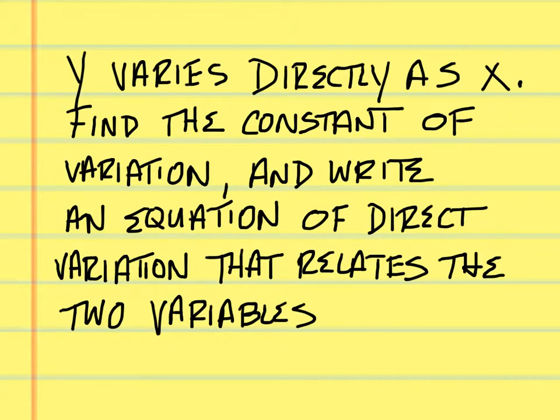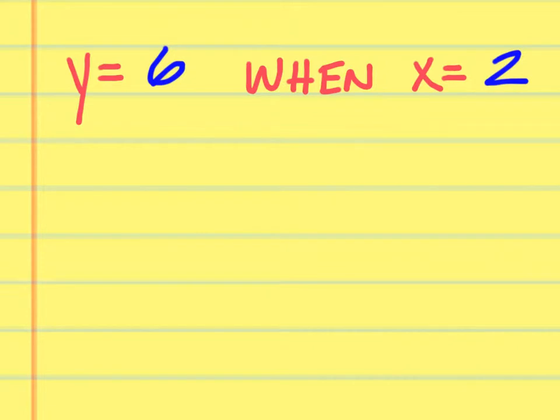So your next objective is y varies directly as x. Find the constant of variation, which is k, and write an equation of direct variation that relates the two variables. So your answer will look something like y equals kx. Y equals 6 when x equals 2. You have to find the direct variation equation. And in order to do that, you have to solve for k first.